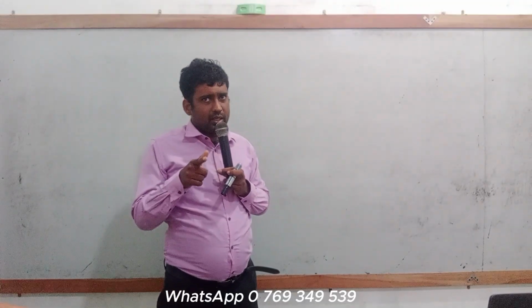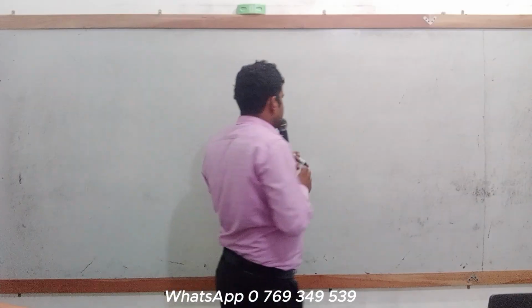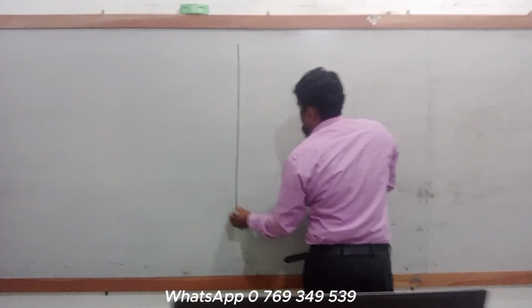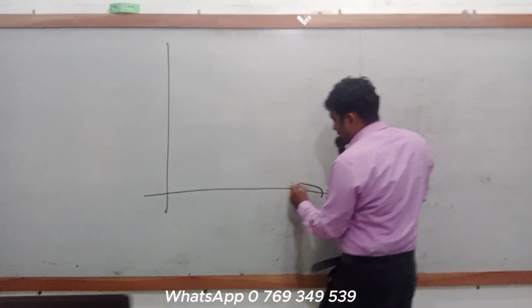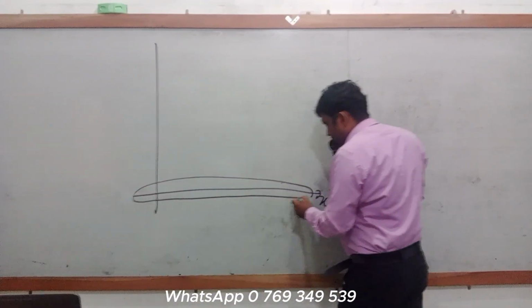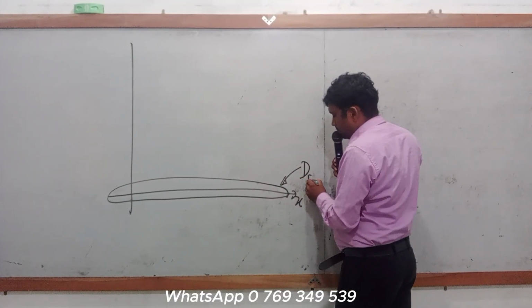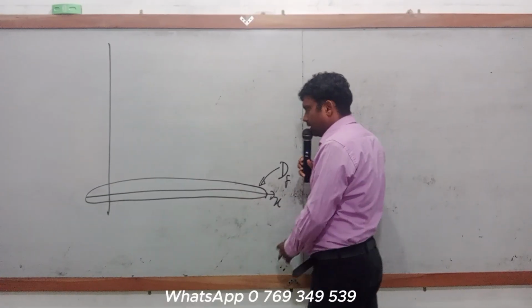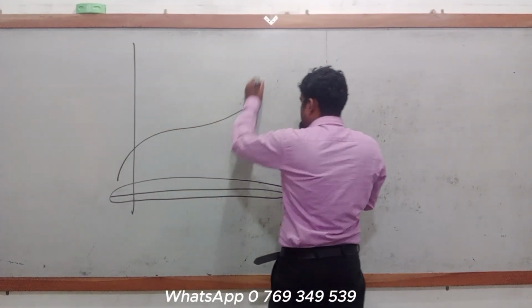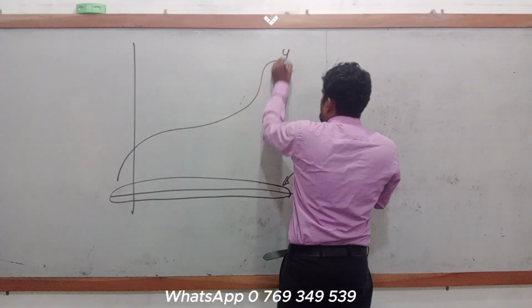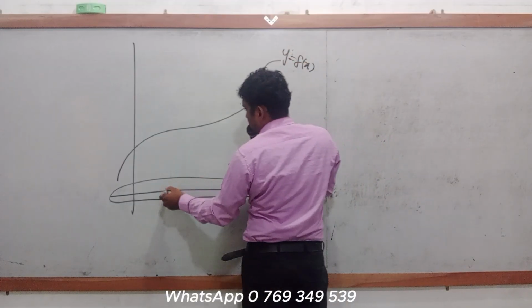First, I'm taking the domain, codomain, and range in simplest form. This is any function with the graph. This is x. This is the domain, Df. This is the domain. These are the values, and this is the function y equals f(x). This is the function, and this is any point.